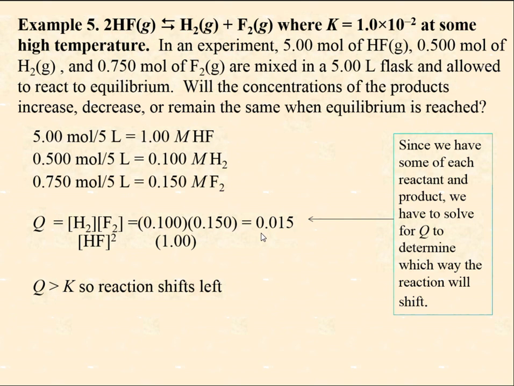Since our Q value, 0.015, is greater than K, 0.01, our reaction is going to shift left and produce more reactants. So our concentration of products will decrease. Okay? So, moving on to the next bit.